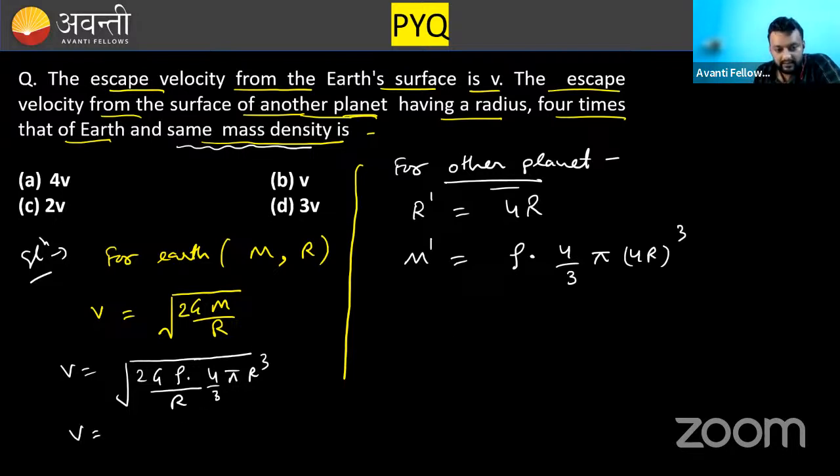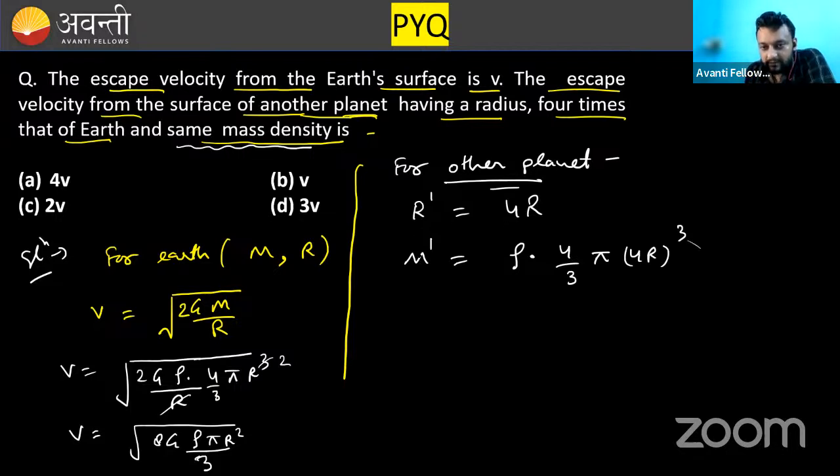So v can be written as, if you can see, r will be cancelled, leaving r squared. So that will be root of 8G rho pi r squared by 3. You can see that.